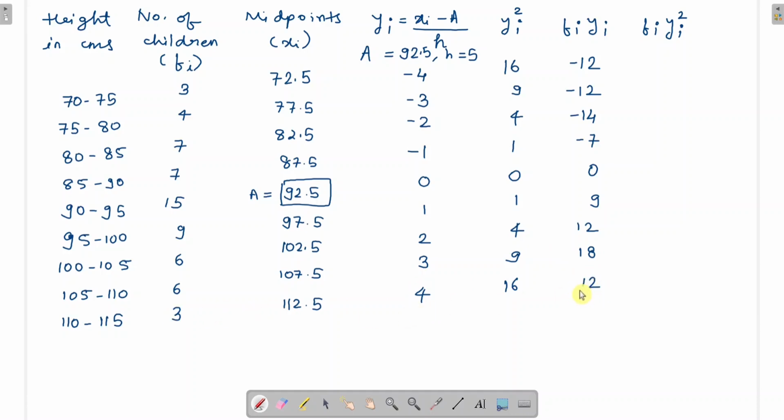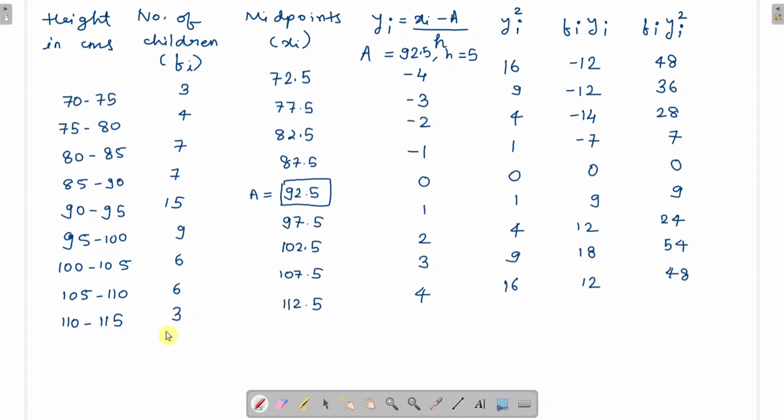Now fi yi square: 3 times 16 is 48, 4 times 9 is 36, 7 times 4 is 28, 7 times 1 is 7, 15 times 0 is 0, 9 times 1 is 9, 6 times 4 is 24, 6 times 9 is 54, 3 times 16 is 48.